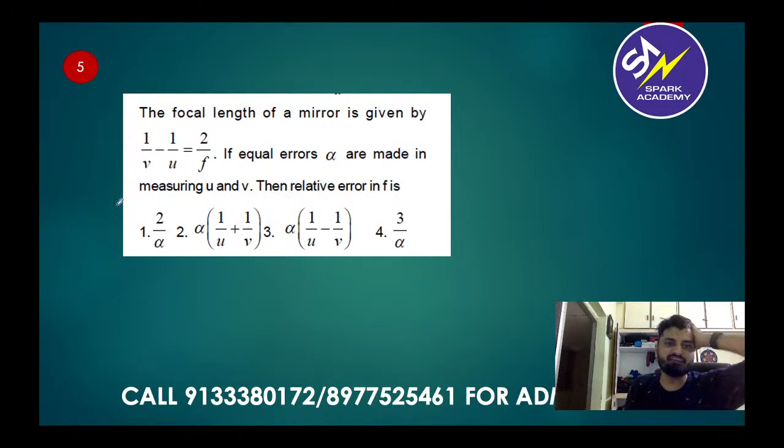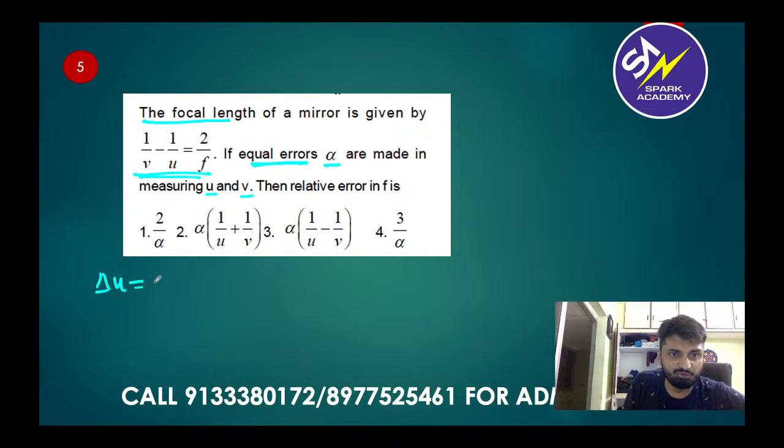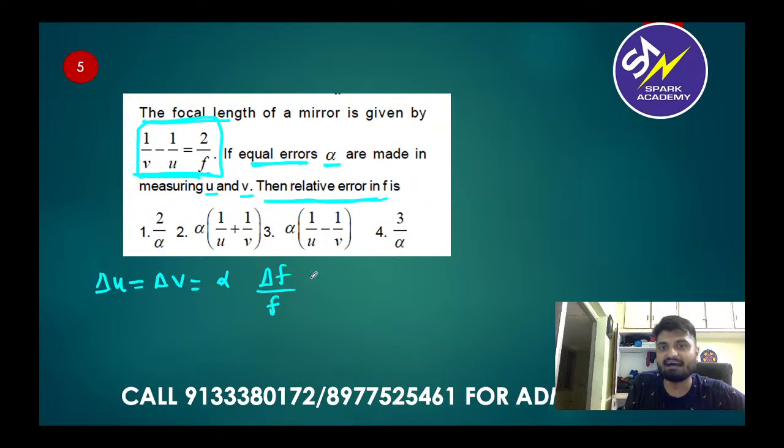Now this is very, very important question. It's a previous year question. The focal length of a mirror is given by this, and it has equal errors in measuring U and V. So what is given basically? Delta U and delta V is nothing but alpha. That is given. The focal length formula is given to you. They are asking you what is the relative error in F. What do you mean by relative error? Delta F by F. That is what they are asking.